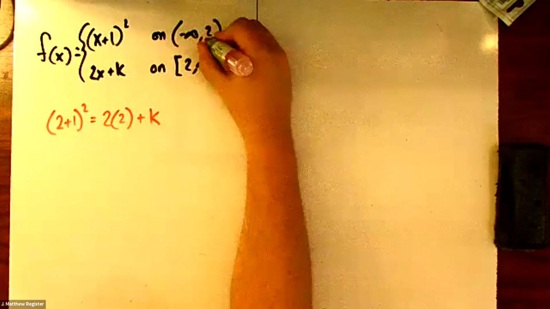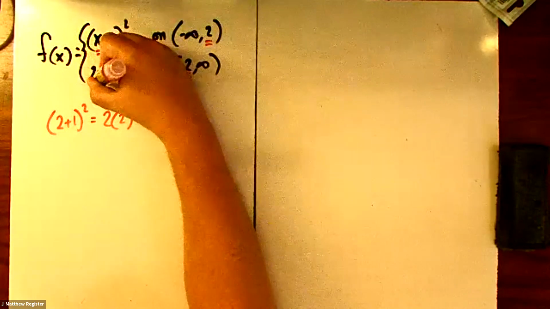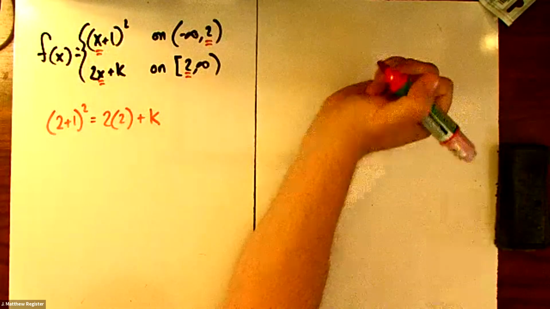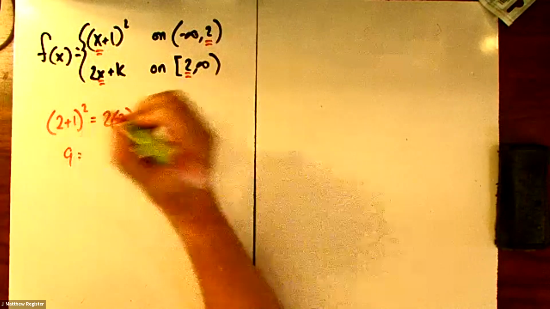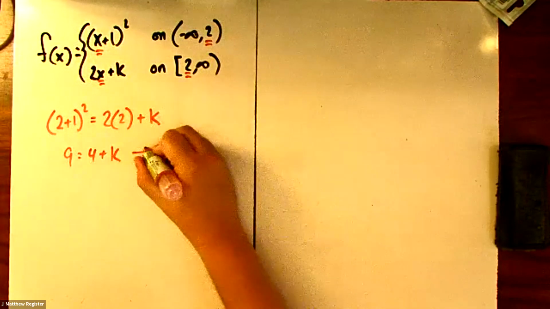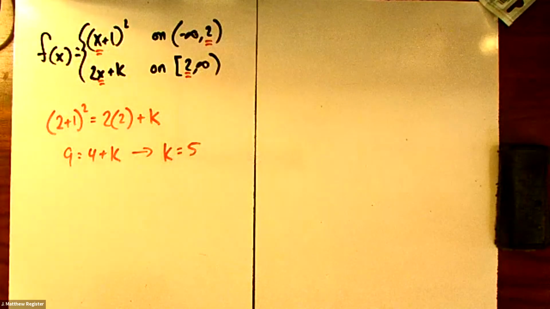And so all we did was take 2 and plug it in for x, and now we can solve for k. 2 plus 1 is 3, 3 squared is 9, equals 4 plus k. That tells us k is 5.